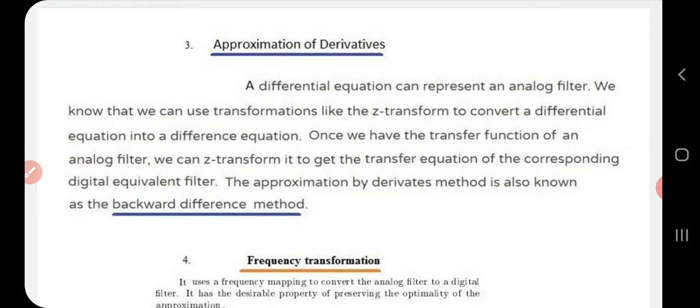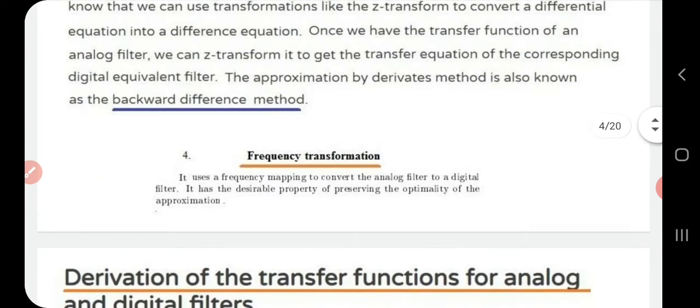The approximation by derivative method is also known by the name backward difference method. Finally, frequency transformation. It uses a frequency mapping to convert the analog filter to a digital filter. It has the desirable property of preserving the optimality of the approximation.